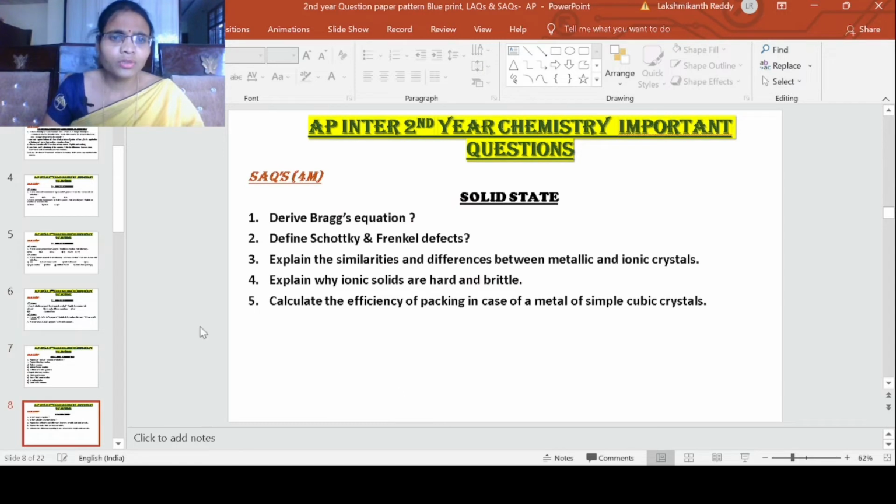Next, go for short answer type questions, 4 marks questions. First chapter, solid state. Derive Bragg's equation. Define Schottky and Frenkel defects. Explain the similarities and differences between metallic and ionic crystals. Explain why ionic solids are hard and brittle. Calculate the efficiency of packing in the case of a metal in simple cubic structure. These are important ones from solid state.